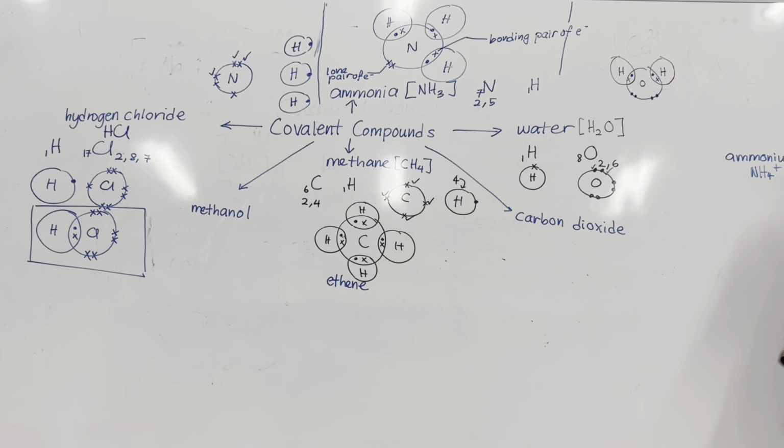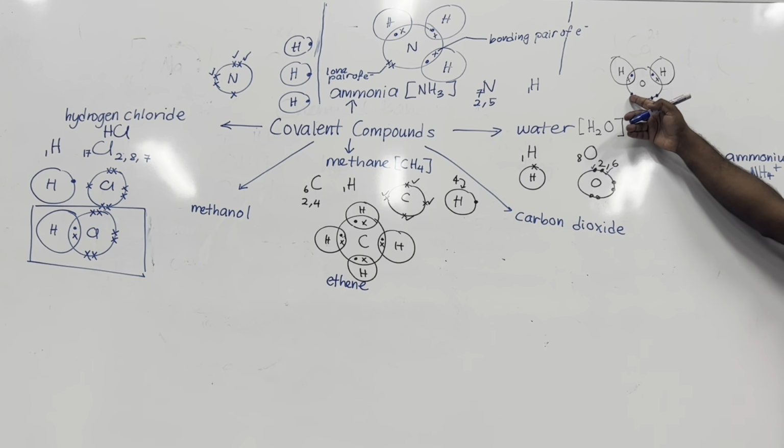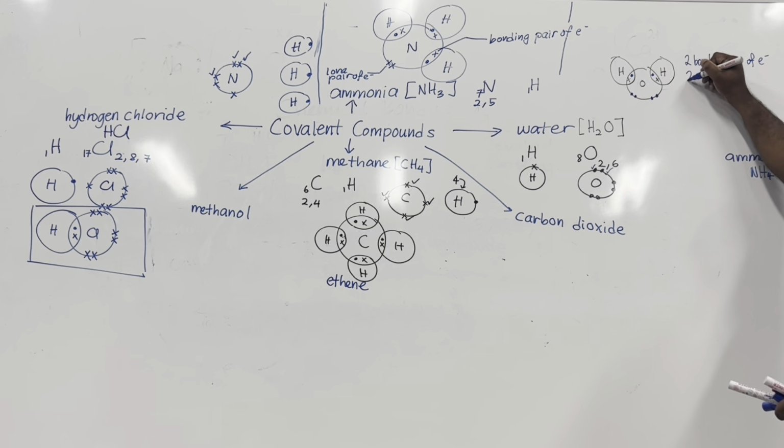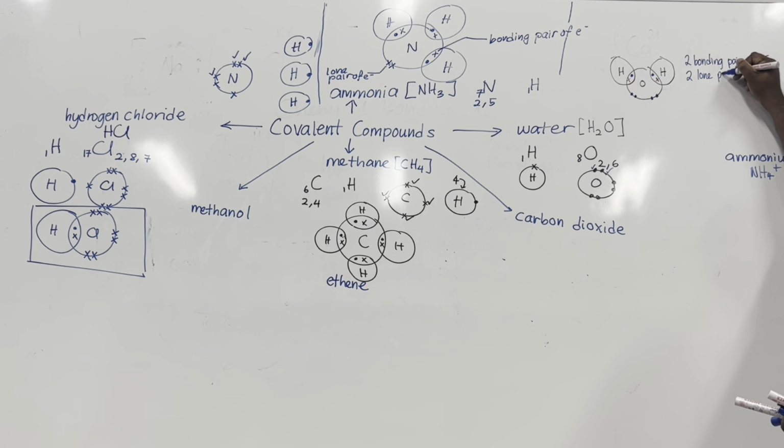So Brian, these 4 electrons are known as what pair of electrons? Lone pair. So water has 2 bonding pairs of electrons, 1 bonding pair, another bonding pair, and it has 2 lone pairs, 1 and 2 lone pairs of electrons. That is going to be the structure for water.